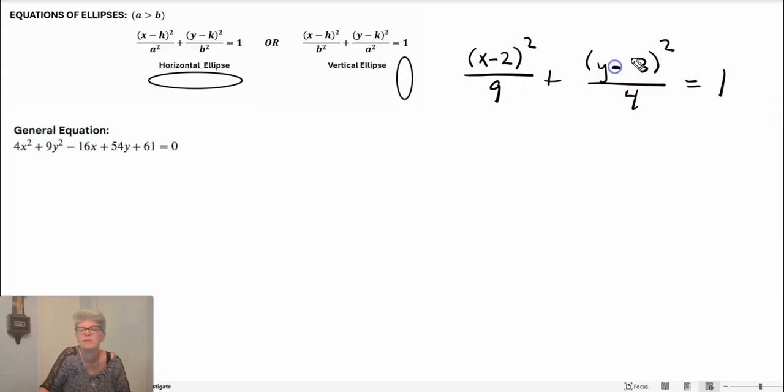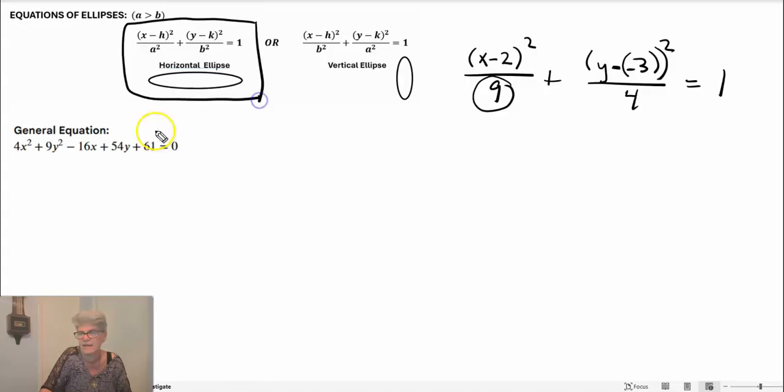So y plus 3 is the same as y minus negative 3. And so when I have it like that, we can begin to see what our h and our k are going to be. And also, we can see that that's our larger term in the denominator. So out of the two denominators, this is the one with the largest term, and it's underneath the x term. And so we are going to be having the case of a horizontal ellipse.